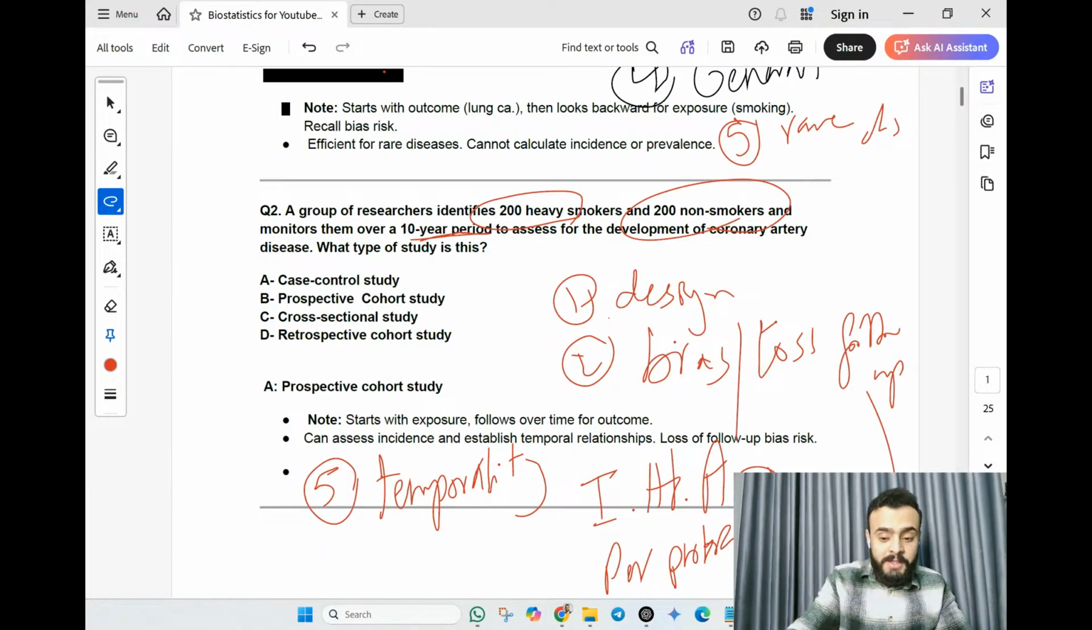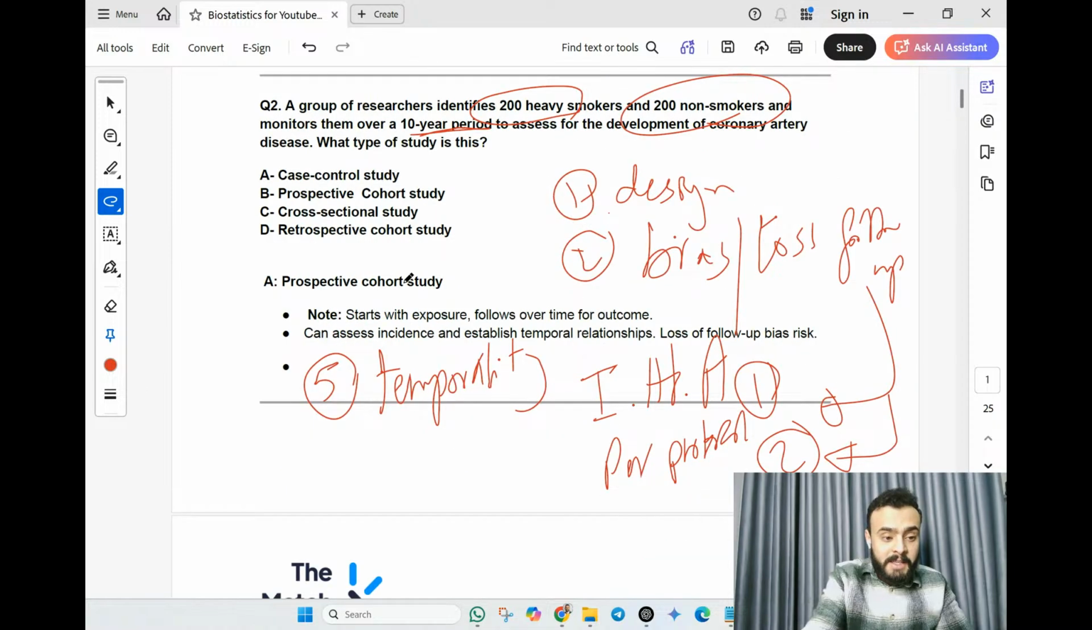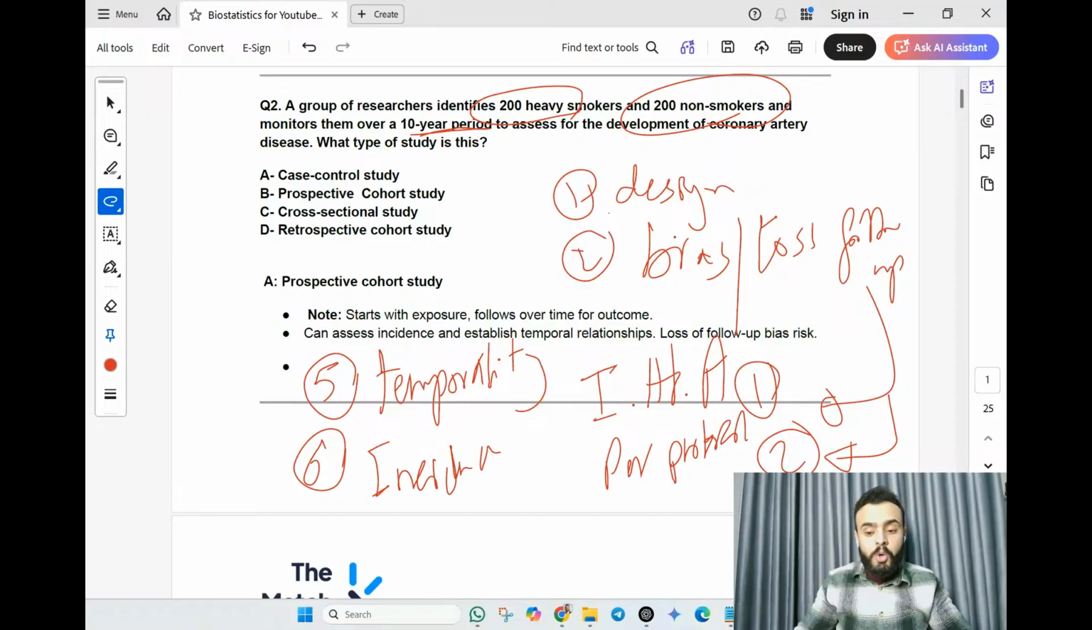The last point I want you to know here, this is cohort. In the future, we're collecting the disease. To be more accurate, we are collecting the new cases of the disease. So incidence. It gives you a good estimate about incidence. Clear? Okay, next.